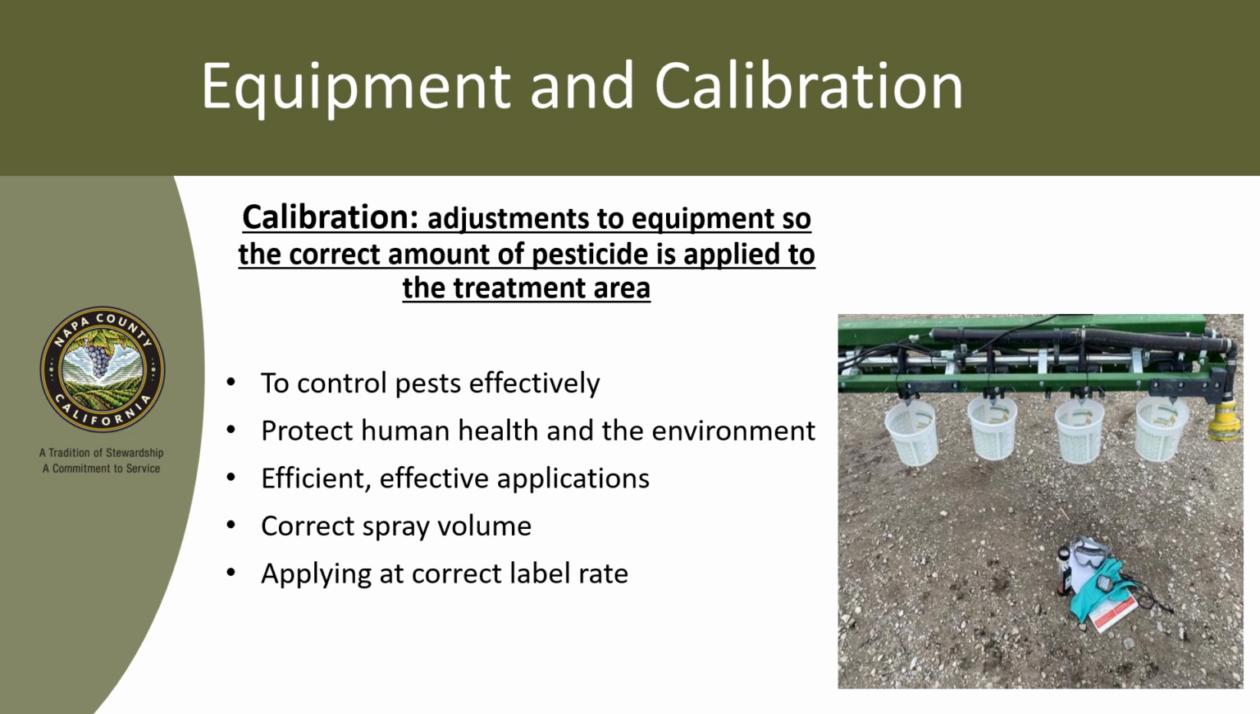We adjust our equipment so that we get that correct amount applied where it belongs, to the treatment area. And we do that, of course, to make the pesticide effective. We do it to protect human health and the environment. And we want to be efficient and effective because this stuff isn't cheap, right? We want to make sure we get the correct spray volume. And as I just said, extremely important to apply at the correct label rate.